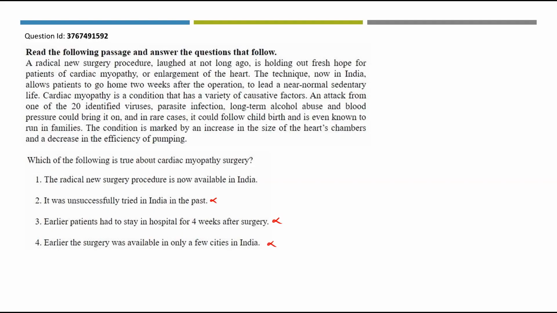What they have given is it's a radical new surgery procedure holding out fresh hope for patients of cardiac myopathy. The technique now in India is allowing the patients to go home 2 weeks after the operation. So we can mark option number 1. The radical new surgery procedure is now available in India as the right statement here. With this we are completing paper 1 solutions.